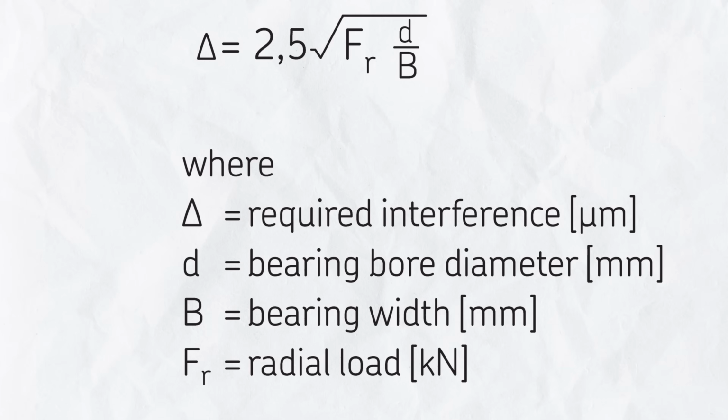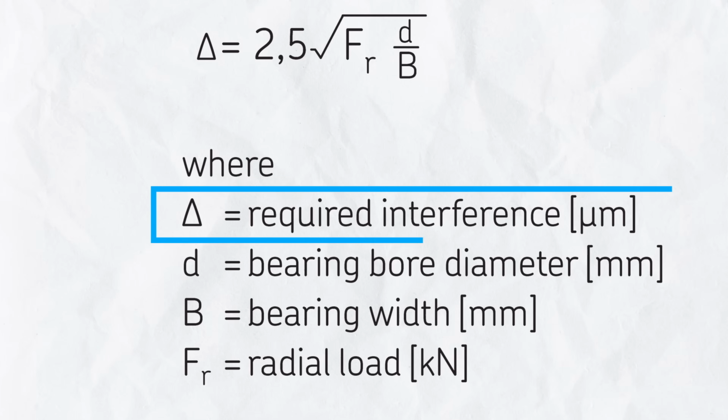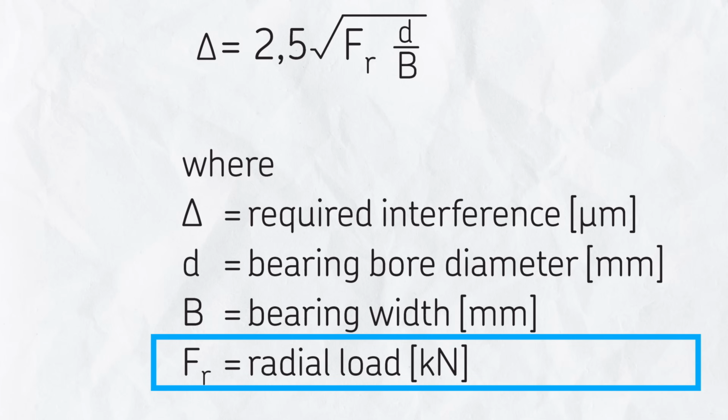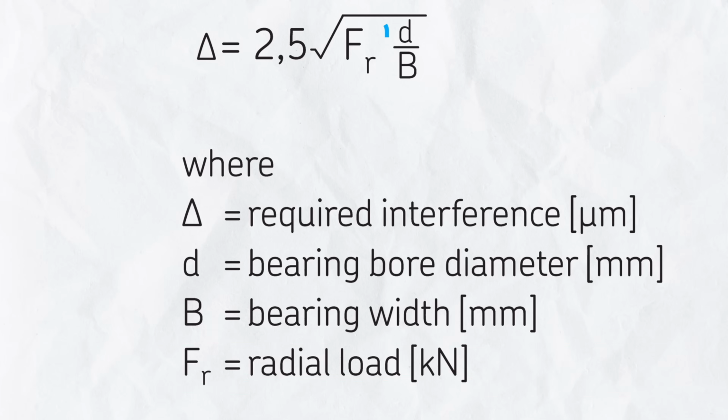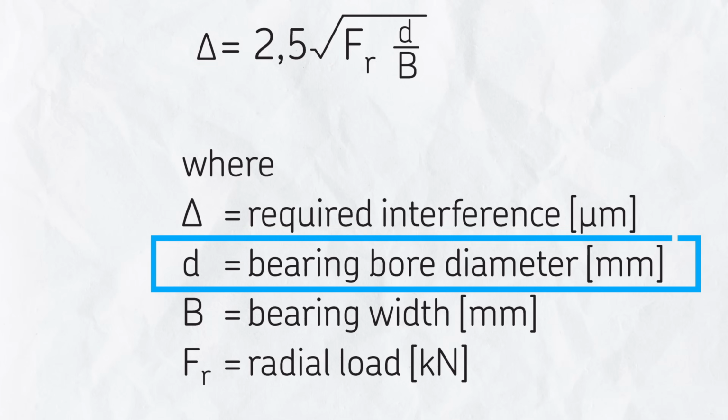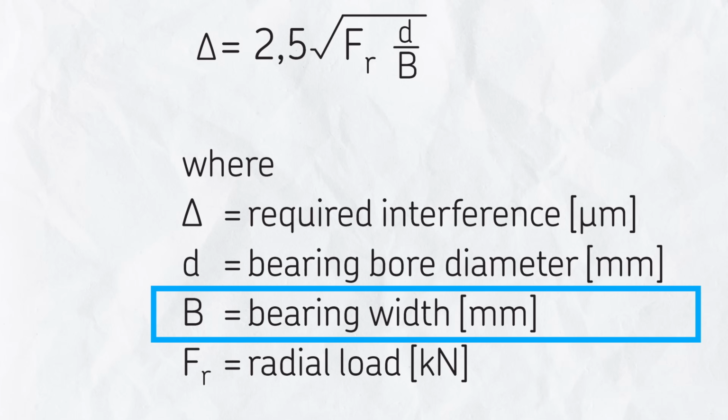So I hope you are pretty much clear where we should use interference fit and where we could use clearance fit. And now let's see how much interference fit or clearance fit is needed for a bearing seat. So this is a formula to estimate the required interference of a bearing with seat. Where delta is required interference in micron, Fr is a radial load in kilonewton. So if the load is heavier, the required interference will be larger. D is the bearing bore diameter and B is the width of the bearing.